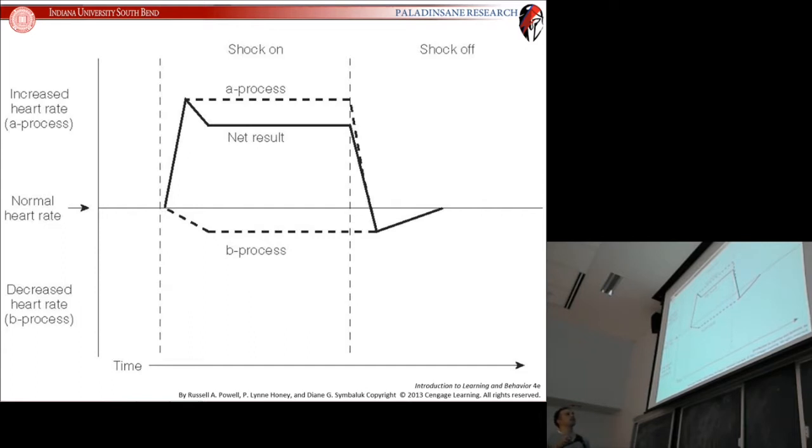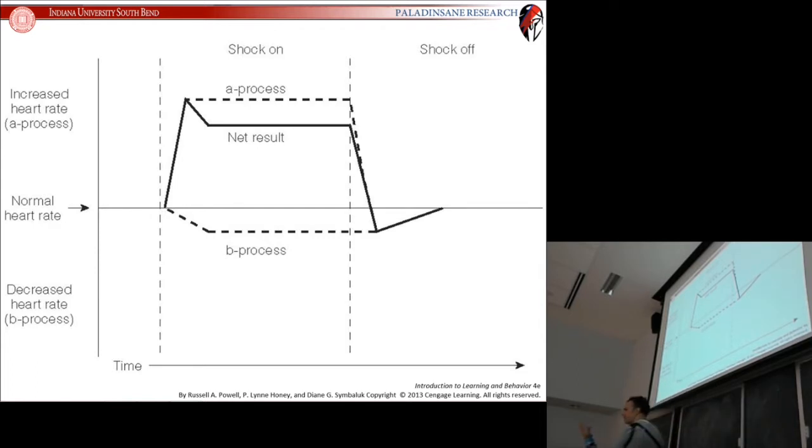The B process takes a little bit longer to get going. And then, importantly, it also lasts a little bit longer once the shock is turned off. So once the shock is turned off, the A process switches off very rapidly, but the B process is still going. And because your heart rate is a combination of your A process and your B process, the B process actually pulls your heart rate down once the A process is off, and then very slowly brings it back to normal. And that's why we have this reaction here where we have an increase in your heart rate followed by a decrease before we get back to our normal level.